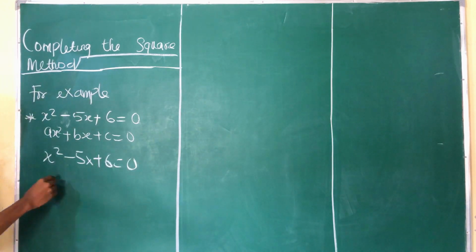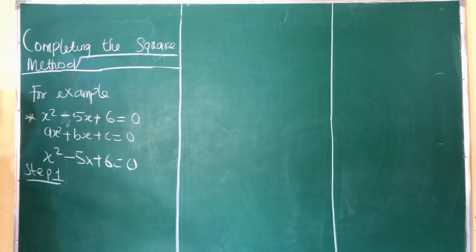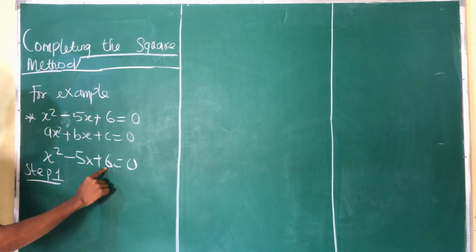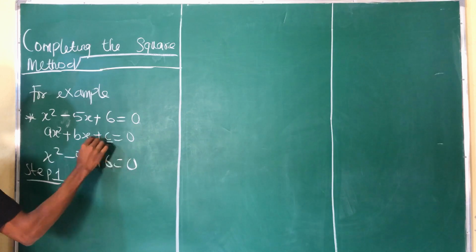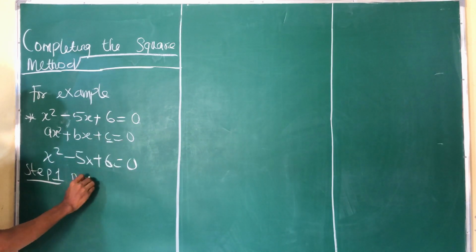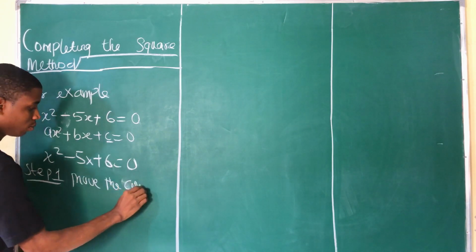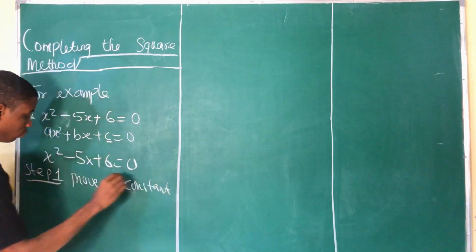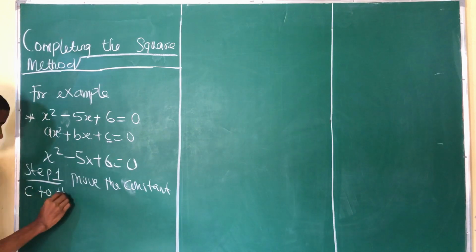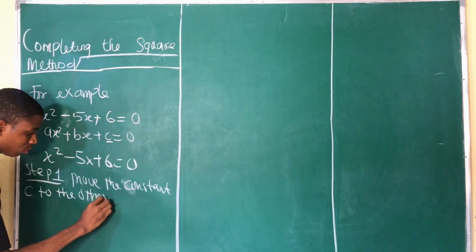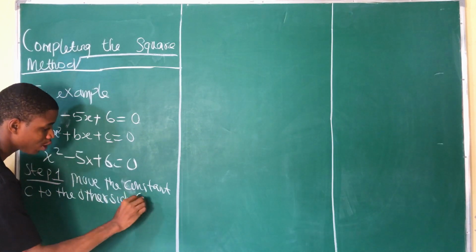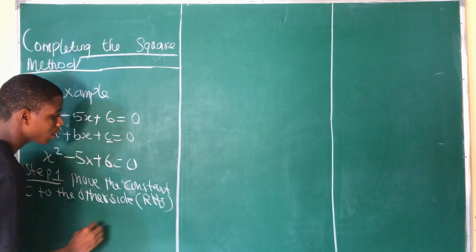Now step 1. So let's take step 1. Our step 1 is to move the value of c, which is this term. So we have to move the constant c to the other side, which is the right hand side. That is step 1.